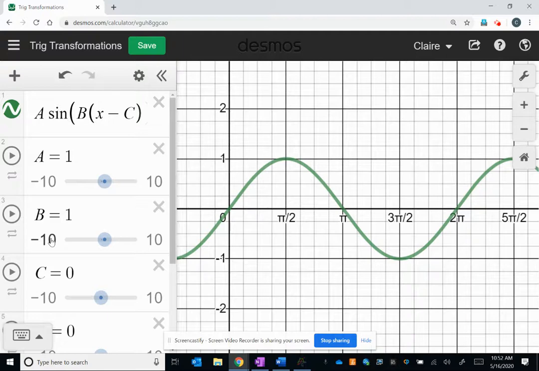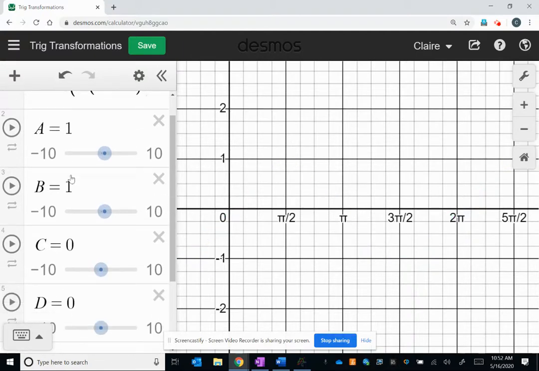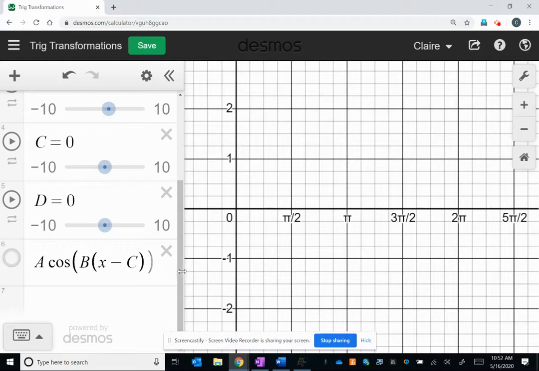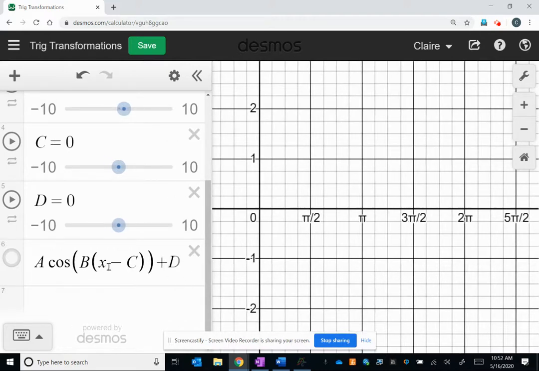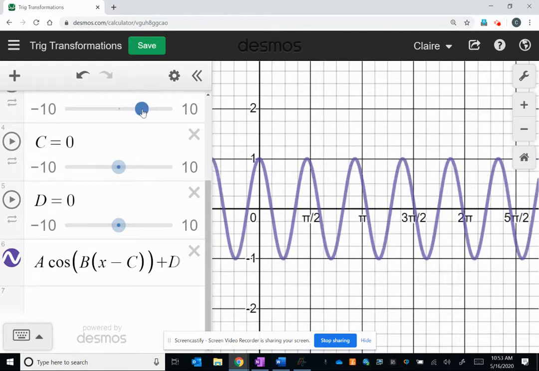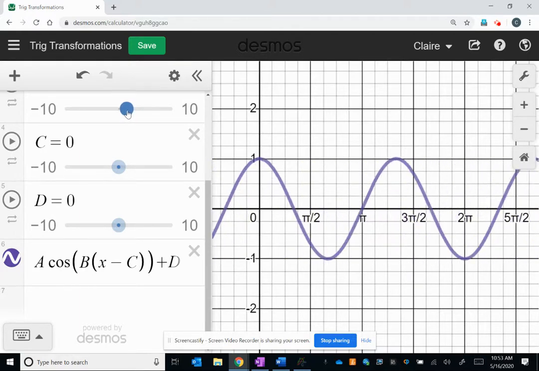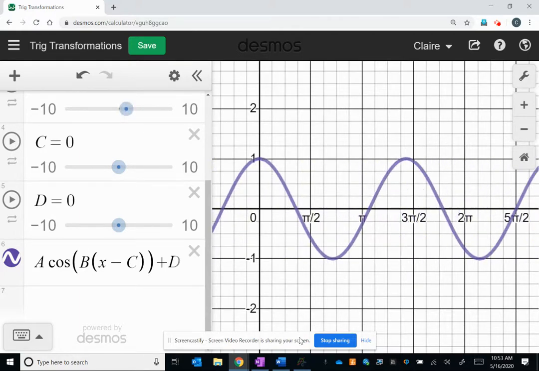And I just want to show you really quickly that all of these transformations have the same impact as cosine. So here I have cosine, and then cosine B times x minus C plus D. So we can see that as we change the midline, it still moves up or down. Our horizontal or phase shift. So all of those transformations, whether it's sine or cosine, still apply. But like I said, today we're going to focus more on sine.